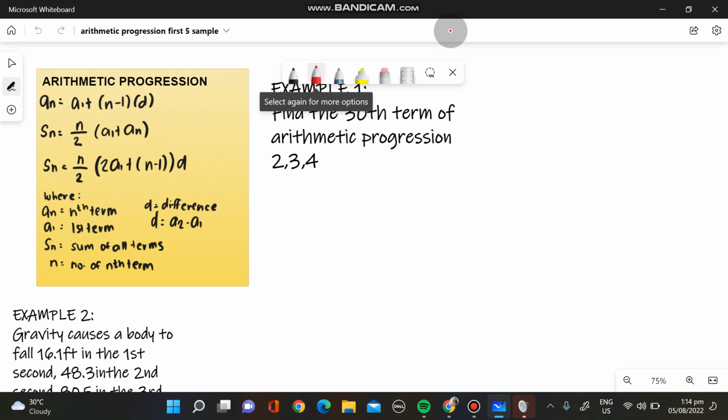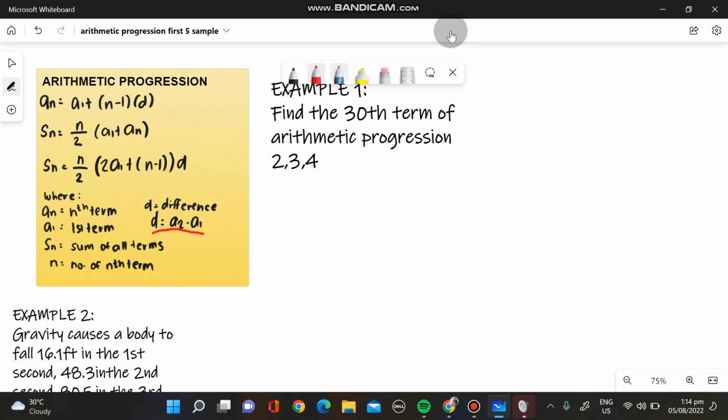So what is our an? An is our nth term, a1 is our first term, and Sn is the sum of all terms. N is the number of terms and d is the common difference. The difference is computed with this formula: d is equals to a2 minus a1.